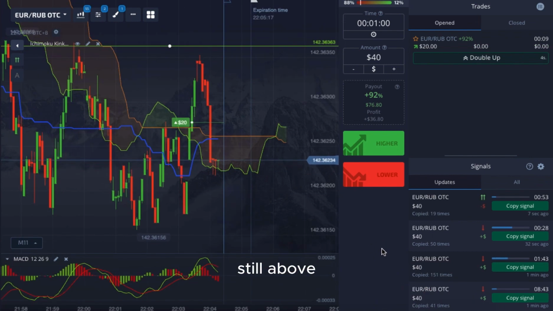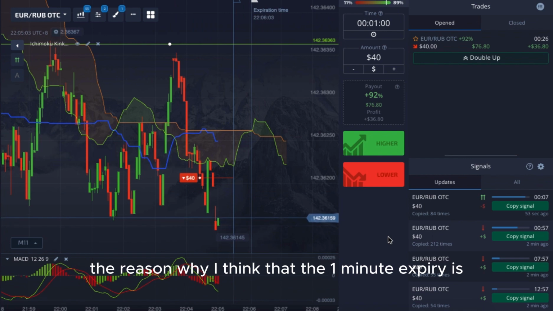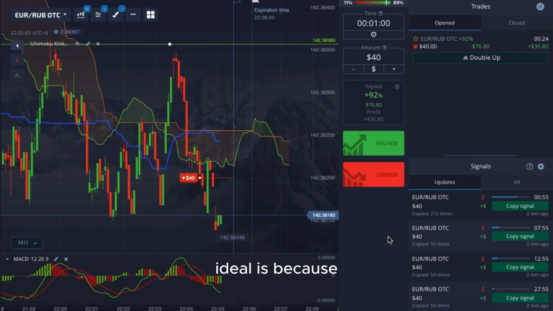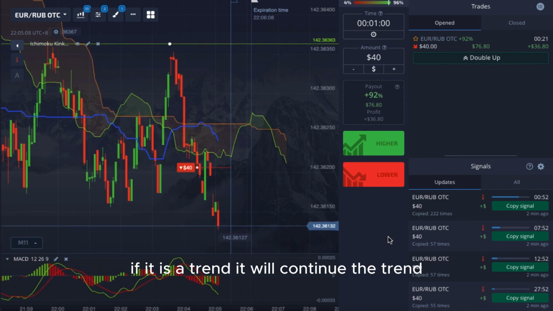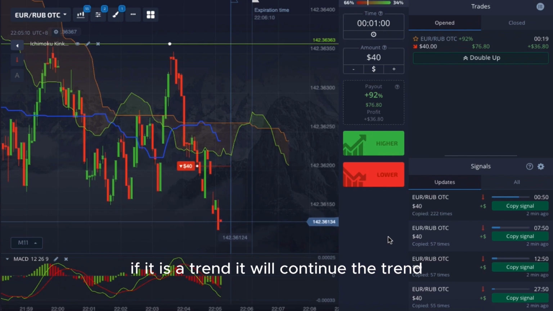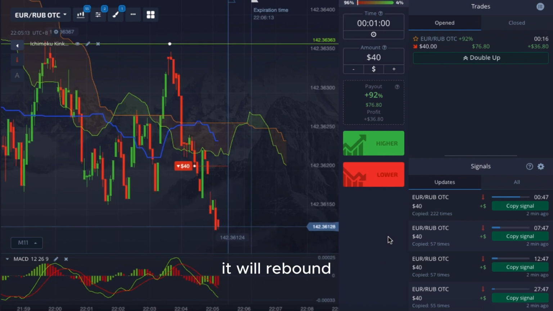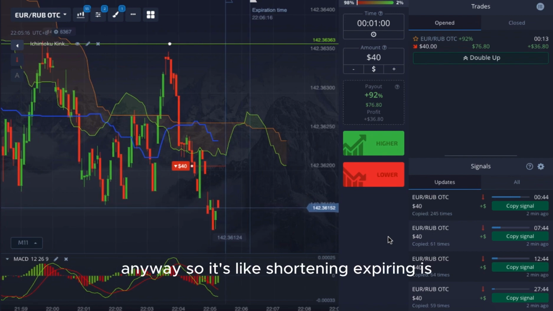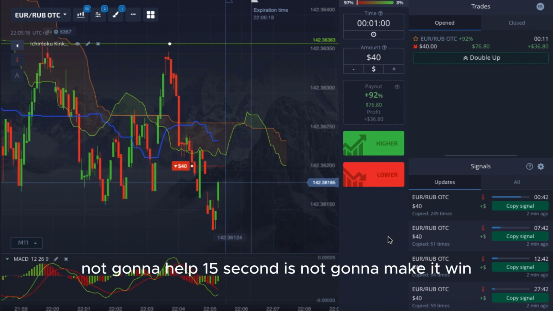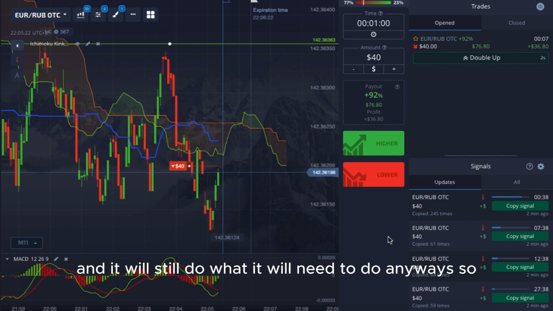Still above. The reason why I think that the 1 minute expiry is ideal is because if it is a trend, it will continue the trend. If it is not a trend, it will rebound. It's going to swing across anyway. So shortening expiry is not going to help. 15 seconds is not going to make it win. And it will still do what it will need to do anyways.